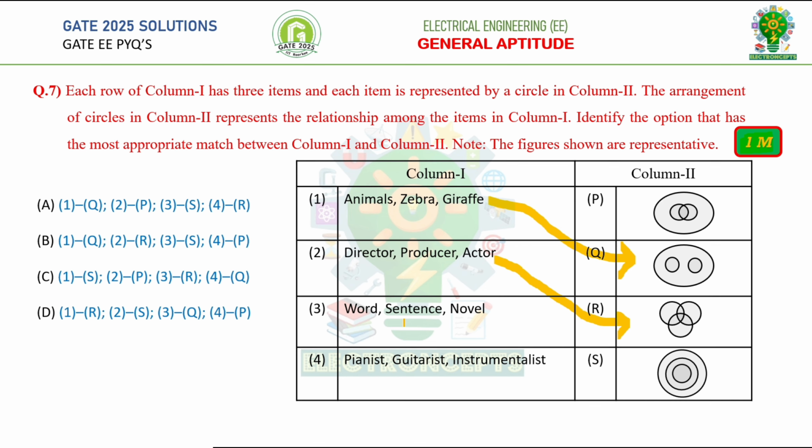Row number 3, word, sentence, novel. We know that sentence contains words and a novel contains sentences. Therefore, this can be mapped to S. Row number 4, pianist, guitarist, instrumentalist. We know that a person can be pianist or guitarist or both, but they belong to instrumentalist. Therefore, this can be mapped to option P in column number 2. Therefore, option B is correct.